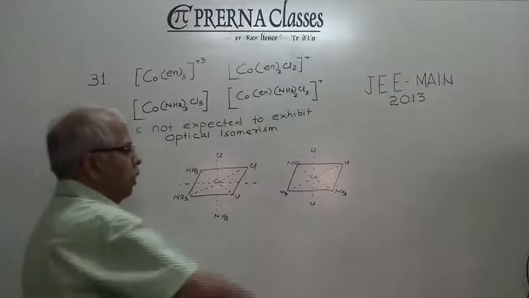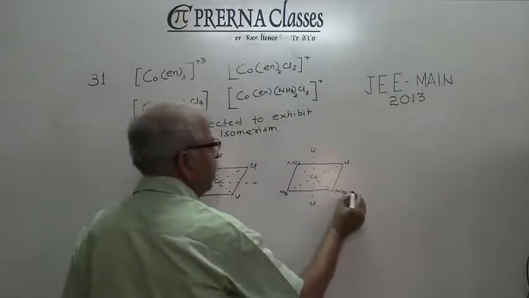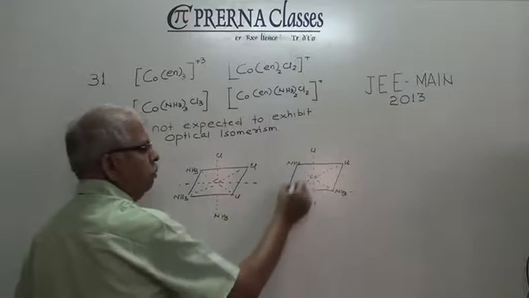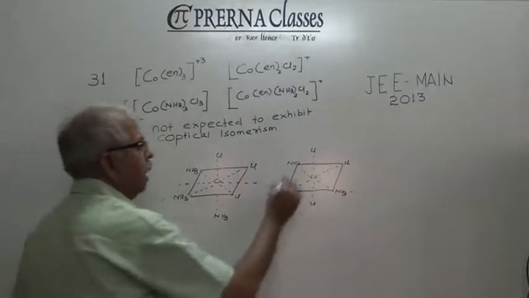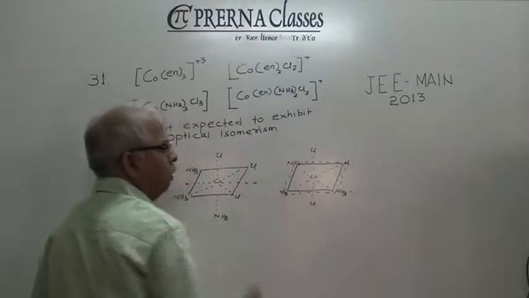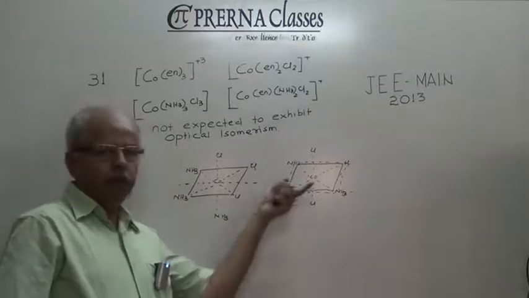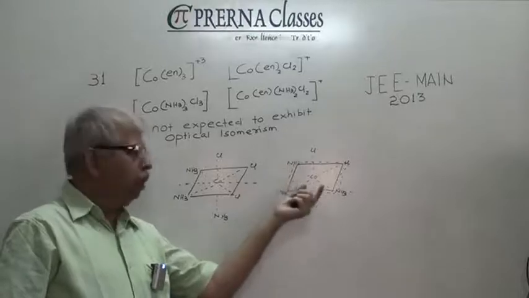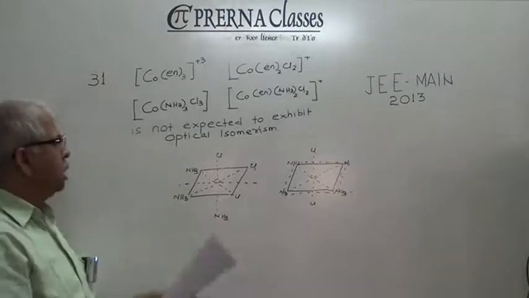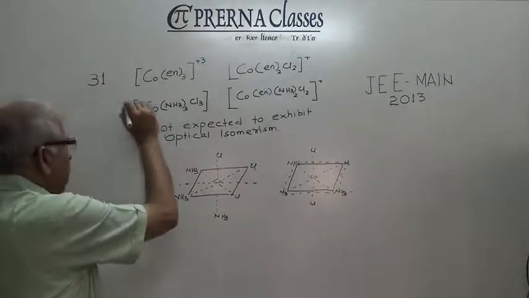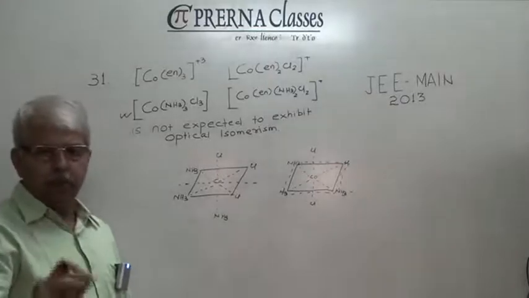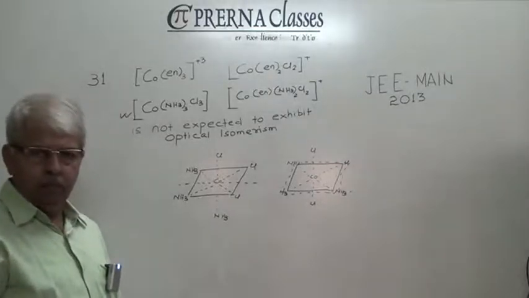Similarly, if you draw a plane across this surface, then also you will find it will be divided into two halves, the mirror image of each other. And hence, this is one complex which will not exhibit optical isomerism.